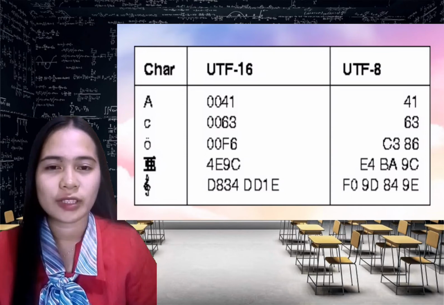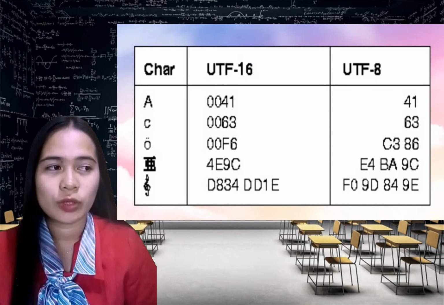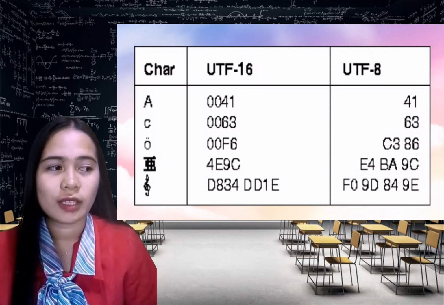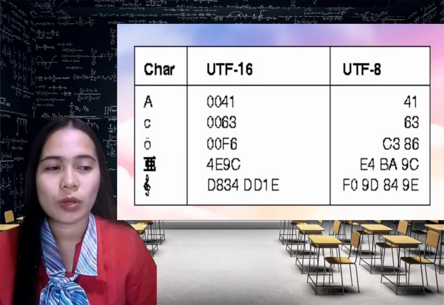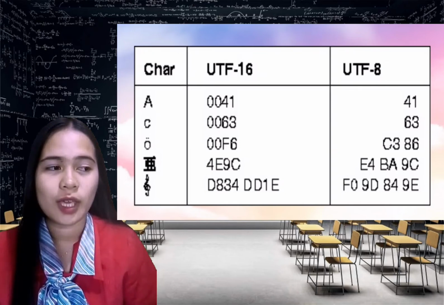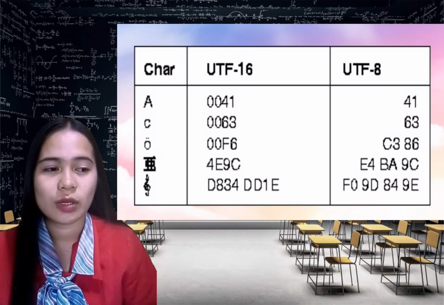The first character is the uppercase A with a UTF-16 of 0041 and UTF-8 of 41. The lowercase c with a UTF-16 of 0063 and UTF-8 63. The lowercase o with umlaut, UTF-16 00F6, with a UTF-8 C3B6. An Asian character with a UTF-16 of 4E9C and UTF-8 E4BA9C. A treble clef with a UTF-16 of D834DD1E and UTF-8 F09D849E.